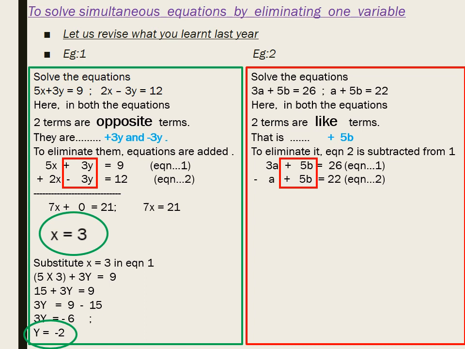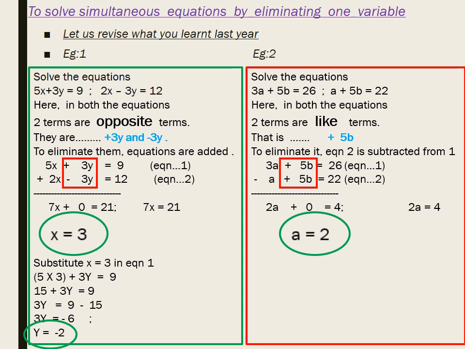When you subtract the two equations, the second term gets cancelled and the equations reduce to a single variable form, which is 2a is equal to 4. Solving this, we get the value of the first variable a as 2.